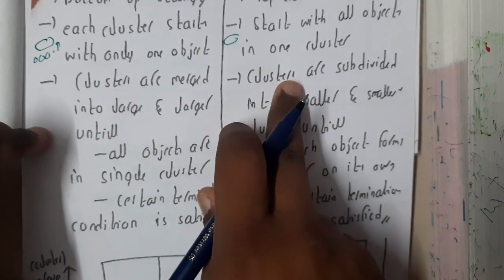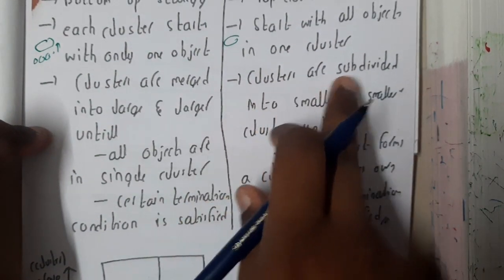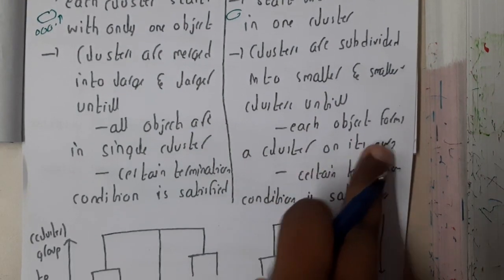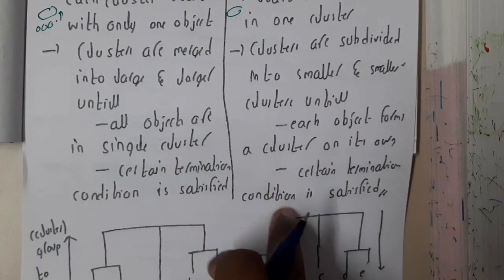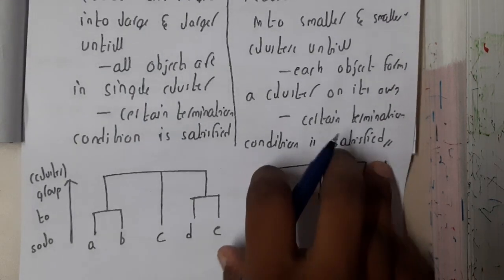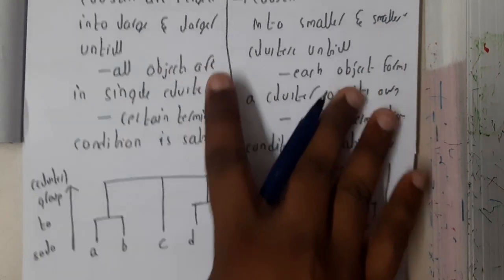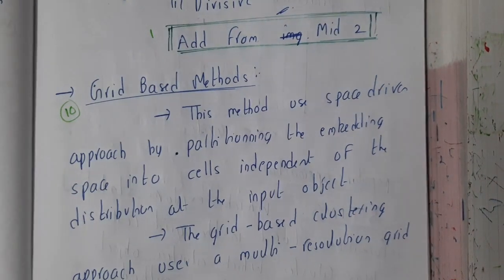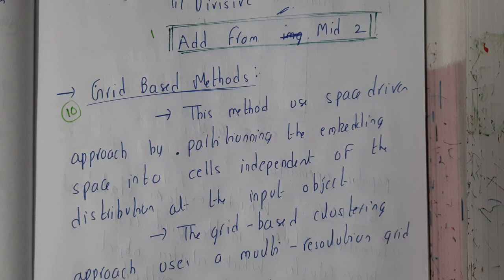Similarly here you start with all objects in one cluster. Clusters are subdivided into smaller and smaller clusters until each object forms its own cluster, or there is some kind of termination condition. So from top to bottom it will be moving. These are the two types of hierarchical clustering, guys. I hope everyone got a clear idea about hierarchical clustering and its types.